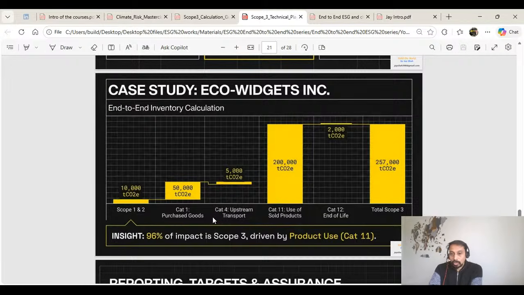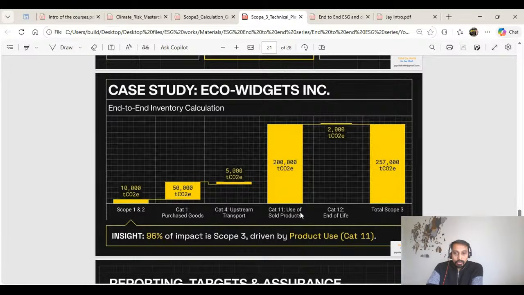There is no compulsion from any regulators that you have to calculate category 15, because it's not a material risk for your company or products. So here you can see that across scope 1, 2, and 3, 96% of the impact is scope 3, and all the major impact is driven by category 11.